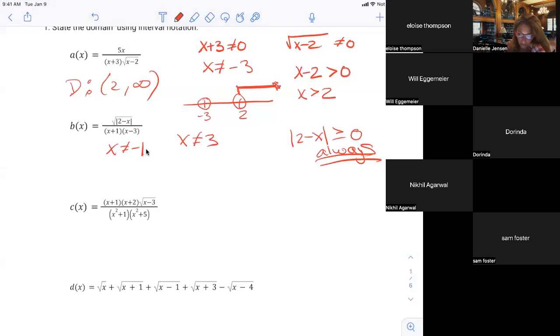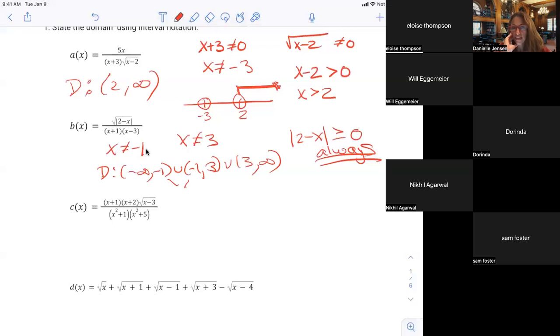So then my domain, the only thing I have to worry about for my domain is it can't be -1. And don't forget to put between -1 and 3, right? So there should be a break at -1 and it can't be 3 either. So that's it. So that one definitely was a little bit weirder because it had that absolute value in there.